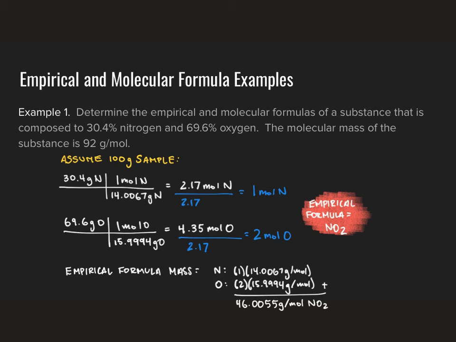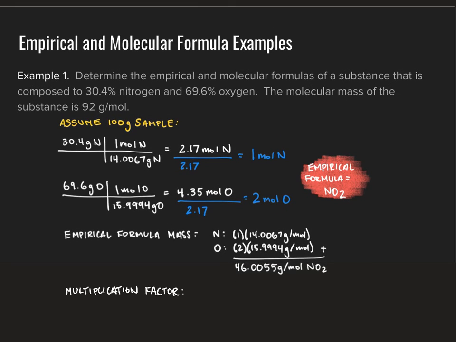Now, that again is the empirical formula mass. I now need to find my multiplication factor. I find that factor by simply dividing my molecular mass by the empirical formula mass. So we'll divide our 92 grams per mole by our 46.0055 grams per mole. And we see that my molecular formula has a mass which is 2 times larger than the empirical formula mass, which means my common multiplication factor is a factor of 2.